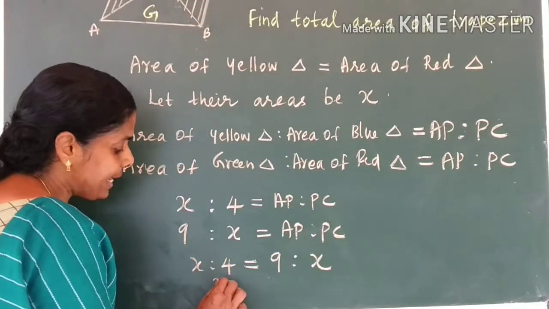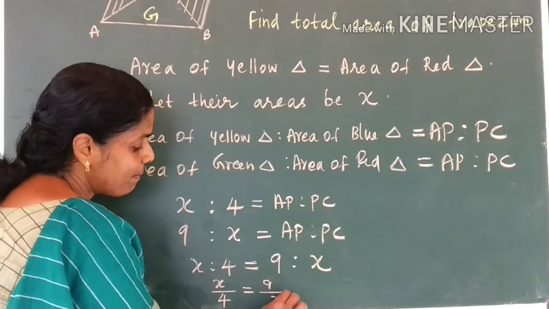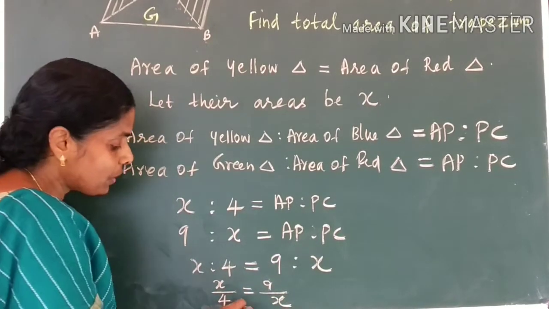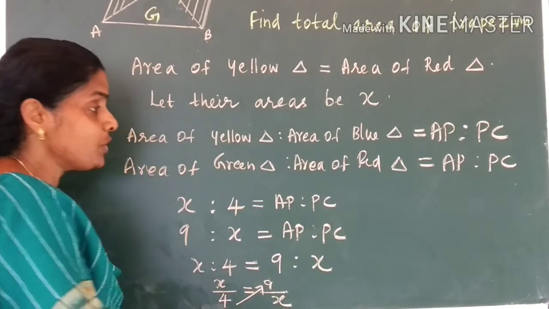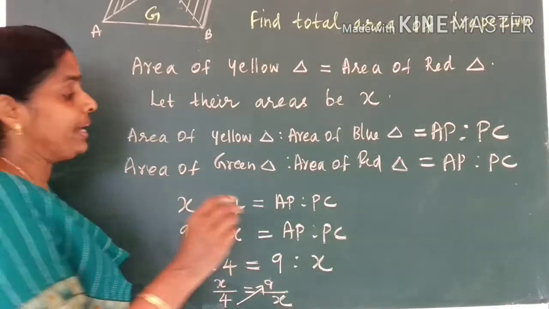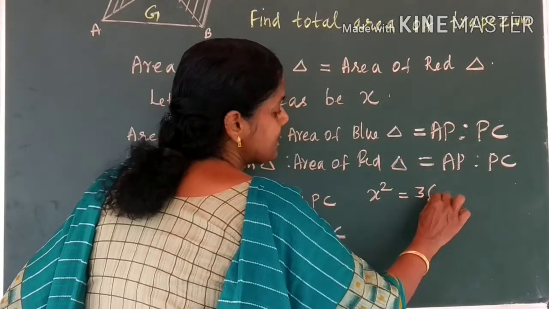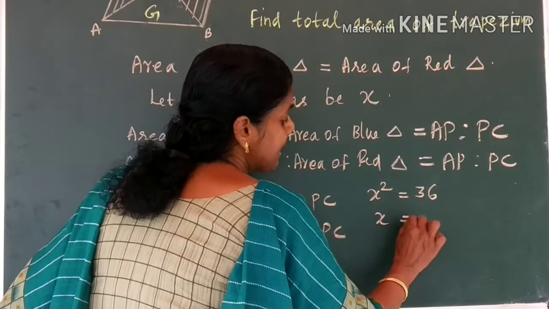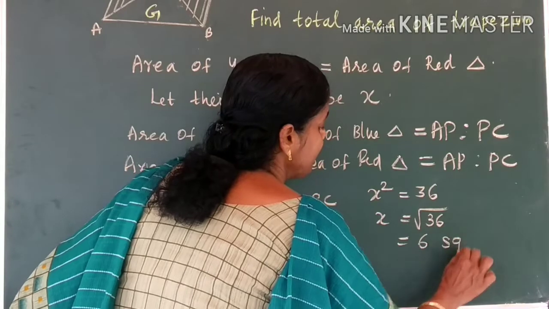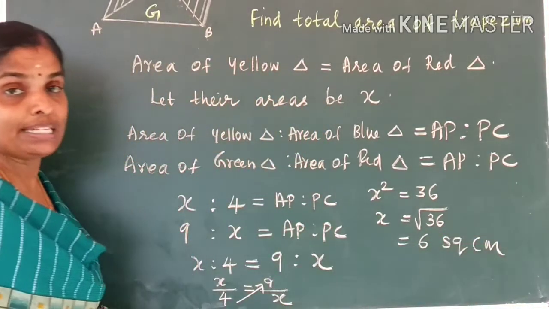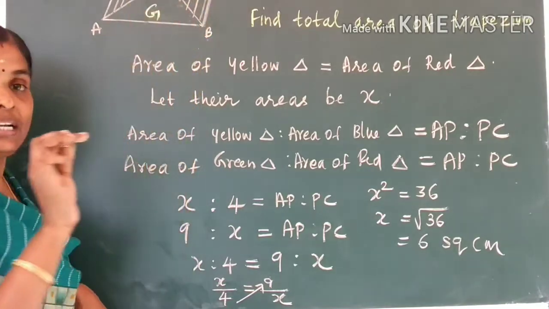Otherwise, you will get x by 4 is equal to 9 by x. Now cross multiply. Then what do you get? x into x gives you x square. So you get x square is equal to 36, or otherwise x is equal to square root of 36, which is equal to 6 square centimeter. Now we got the area of all the 4 triangles.